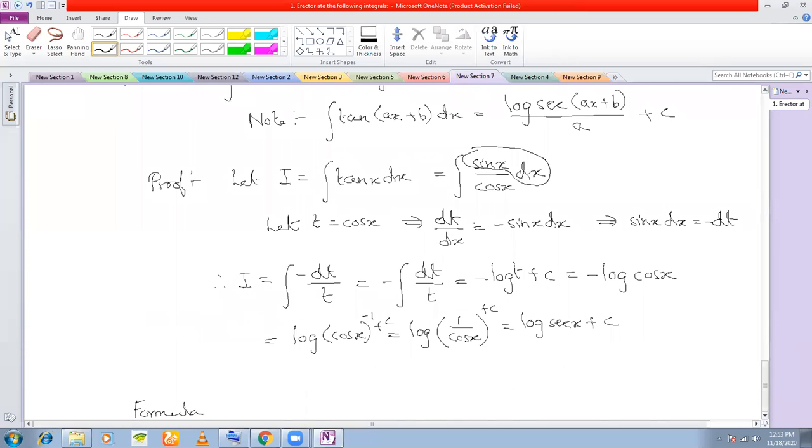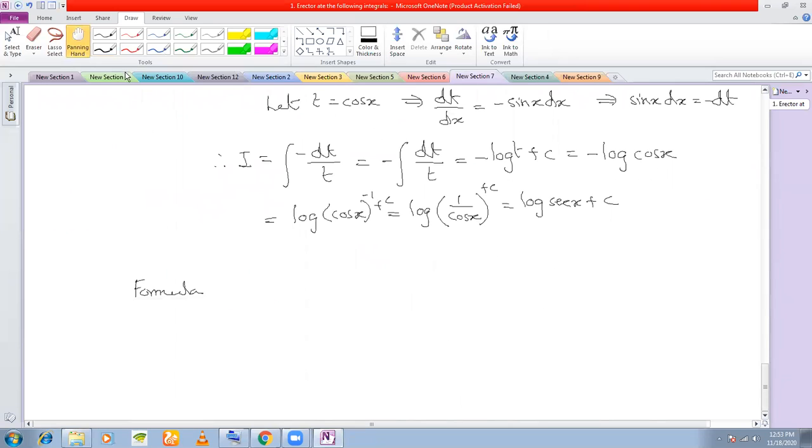Okay, formula. The next formula here is, sorry, integration of cot x dx is log sin x plus c. This you prove exactly in a similar manner. You write cot x as cos x by sin x, and then put t is equal to sine x, and then proceed exactly similarly.